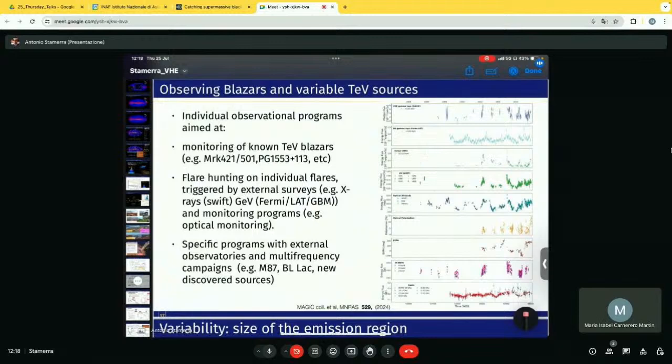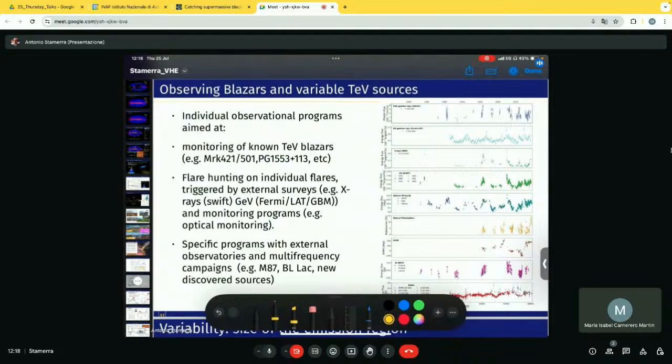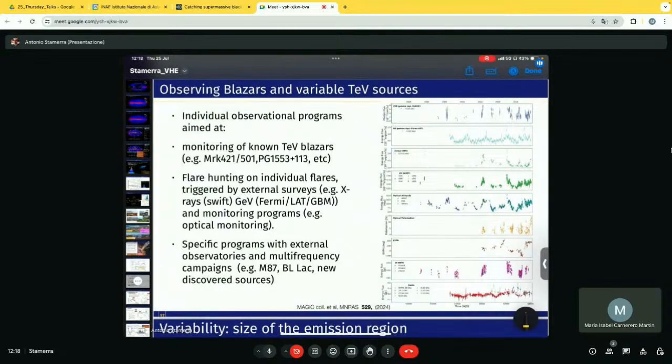Usually we use monitoring or multi-wavelength campaigns. It's an example. For example, here on the right, you see the different light curves along something like 10 years of data, and you see here the very high energy, X-rays, UV, optical, polarization and polarization angle, and infrared. So these are our instruments to understand how the source works, also in the very high energy.